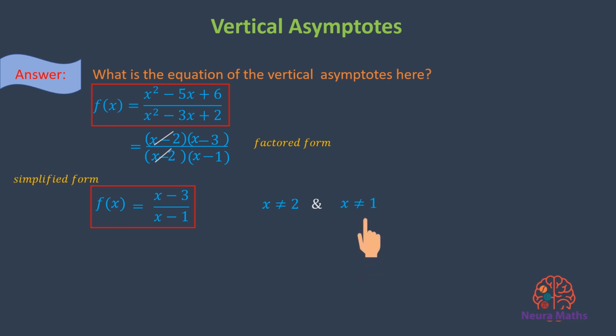So, there would be a vertical asymptote at x equals 1 and a point whose x-coordinate is 2. To determine this point, let's calculate its y value using any form. It is quicker to use the simplified form. So, f of 2 is 2 minus 3 over 2 minus 1, which is negative 1. So, there is a hole on the graph at 2 and negative 1.